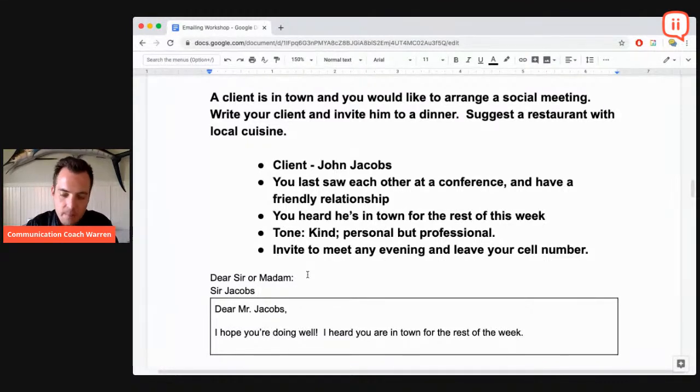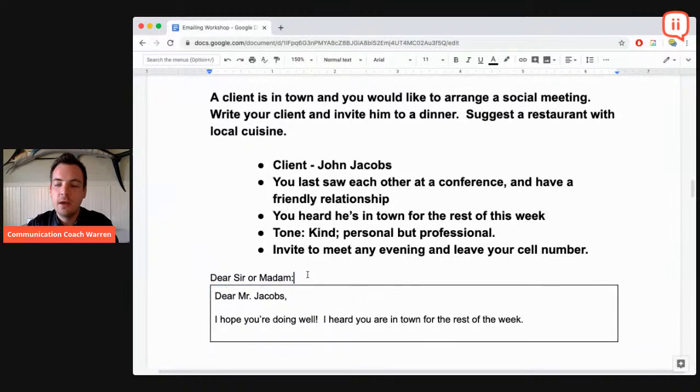And honestly, I'm not British, so I don't know exactly how that works. For example, Elton John is Sir Elton John. I'm not an Elton John fan, so don't tell me I'm an Elton John fan. But we use Sir Elton John because he has been knighted. He's a knight, but we wouldn't say dear Sir Jacobs. Dear sir and madam is also just for very formal situations.